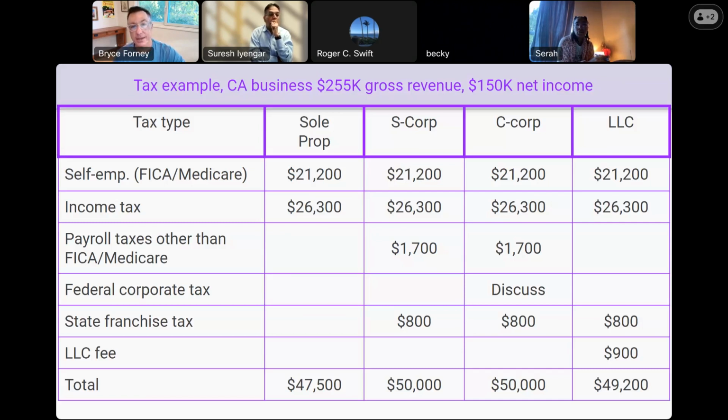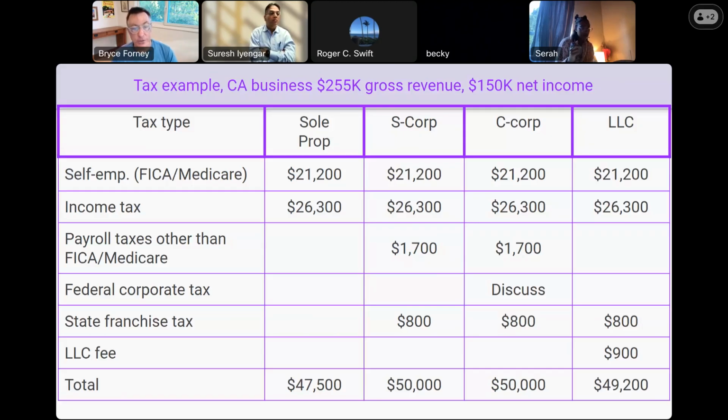And then the state has a franchise tax that is the greater of 1.5% of net income, or $800. In this case, the $150,000 has all been added to wages. So the S Corp net income is actually zero. So we're just going to pay the $800 minimum state franchise tax.